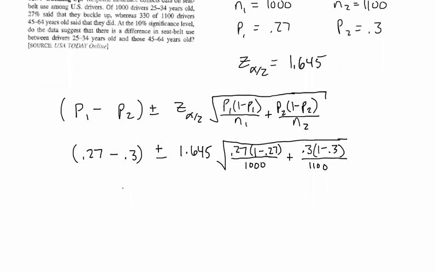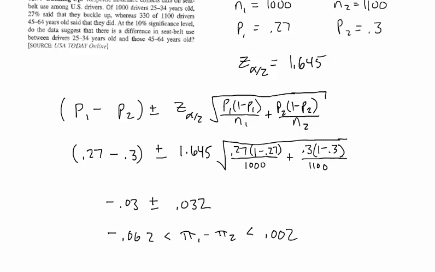And when we calculate this, 0.27 minus 0.3 is equal to negative 0.03 plus or minus 0.032. So our confidence interval is negative 0.062 is less than pi 1 minus pi 2 is less than 0.002. And we can see that our confidence interval includes 0, so that means we're not significant. It's possible that the difference is 0 between pi 1 and pi 2.